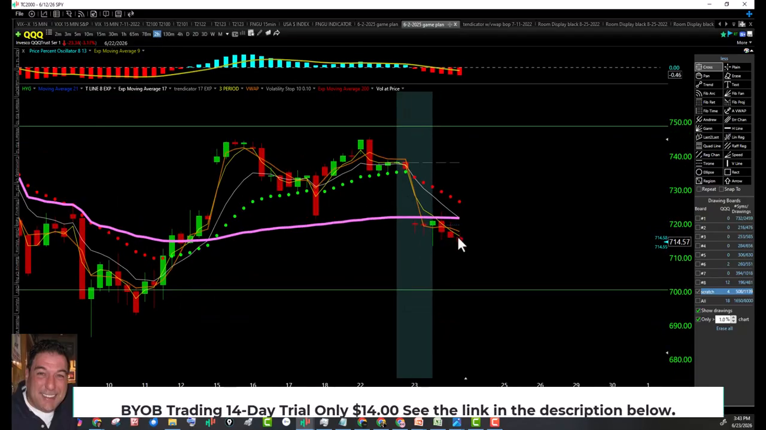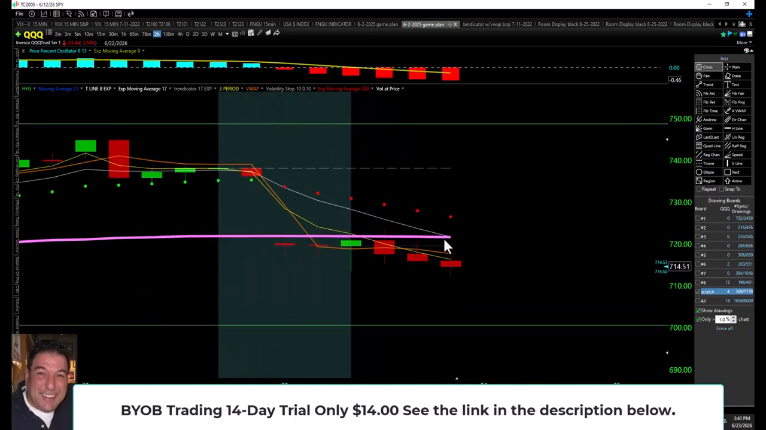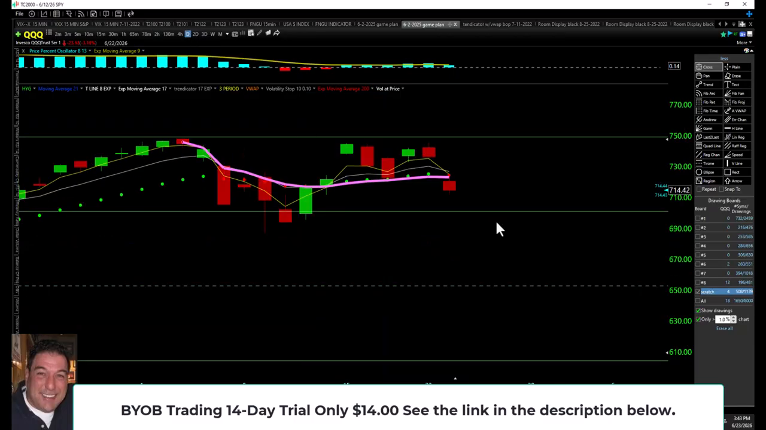2-hour, we got the sticks in the 3. You can see the yellow 3 EMA riding underneath the falling 8. So we've got a 2-hour downtrend. Definitely got some daylight there. Lots of daylight between the 3 and the 8. So 2-hour downtrend coming into the close on the QQQ.